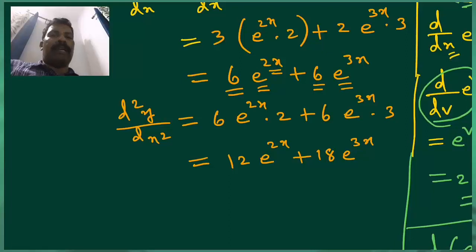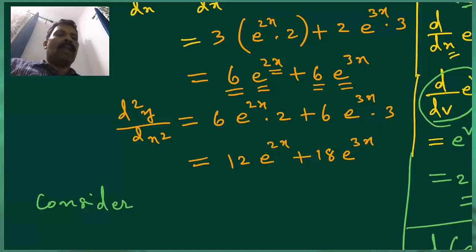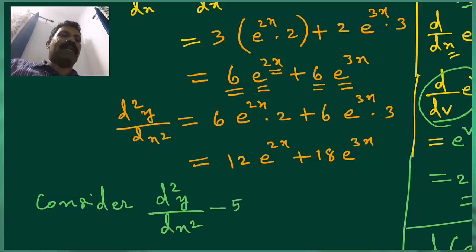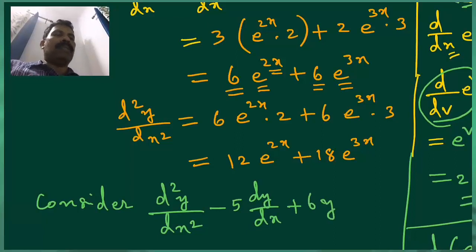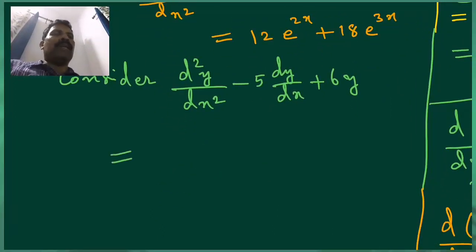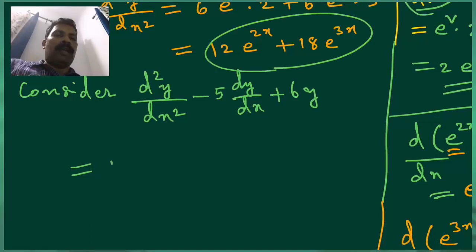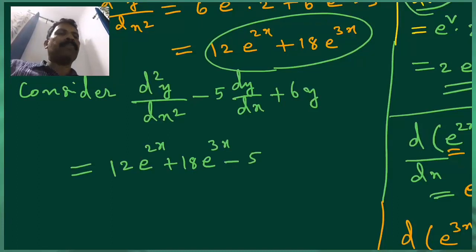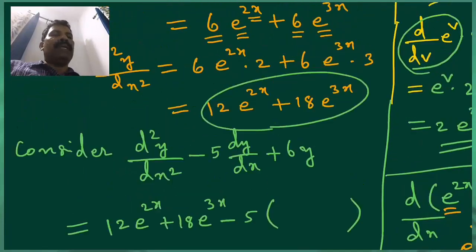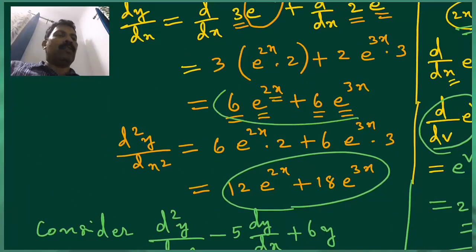Now consider the equation what we have to prove. So consider the equation, that is d square y by dx square minus 5 times dy by dx plus 6y. We have to simplify all these things now. So what about d squared y by dx square that we obtained just now? So that is 12 into e raised to 2x plus 18 into e raised to 3x minus 5 times. Then what about dy by dx? So dy by dx is this only.